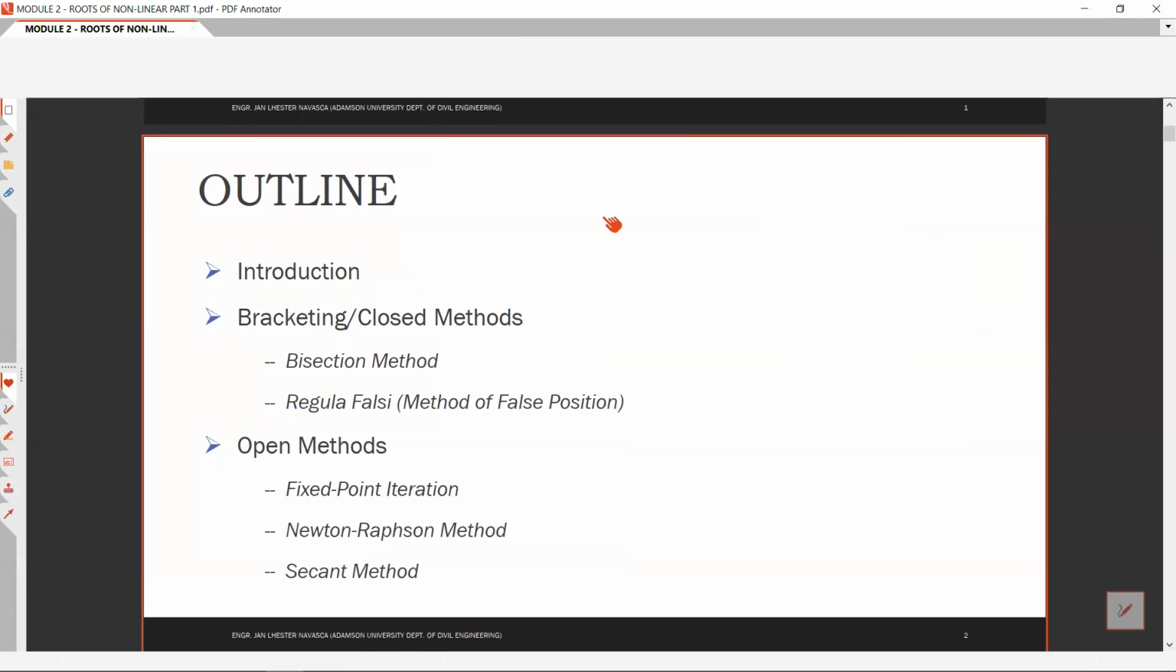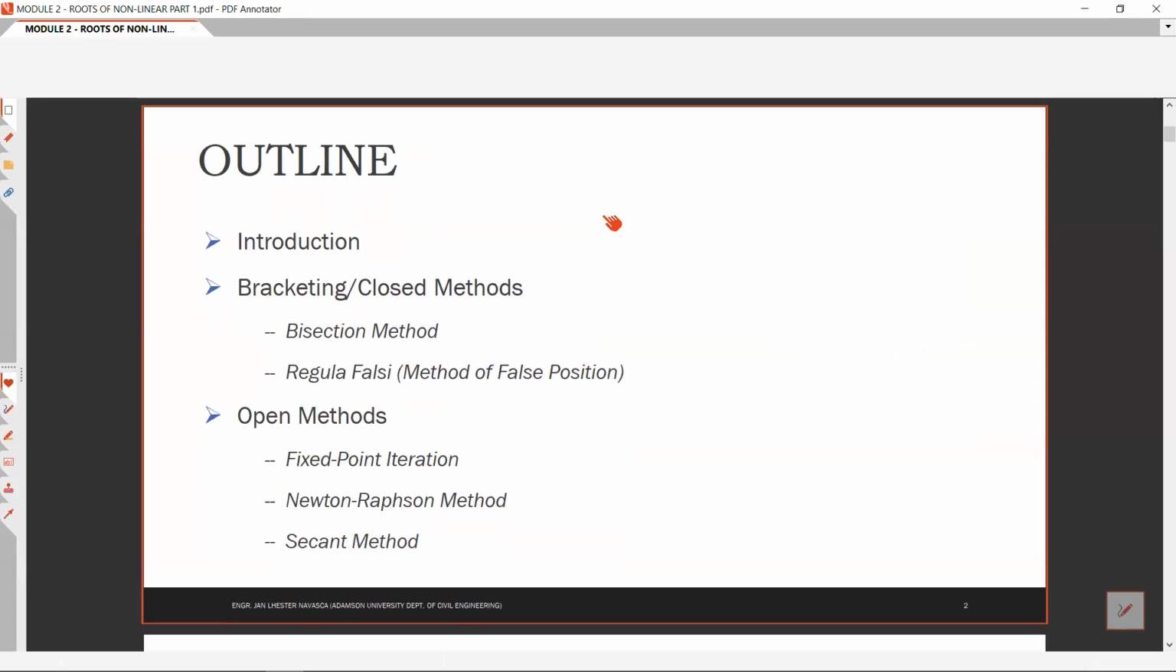For your outline, a quick introduction of how to find the roots, the different types of equations. What are nonlinear equations? The first part also includes the bracketing or closed methods. These are the bisection method and the regula falsi method, or the method of false position.